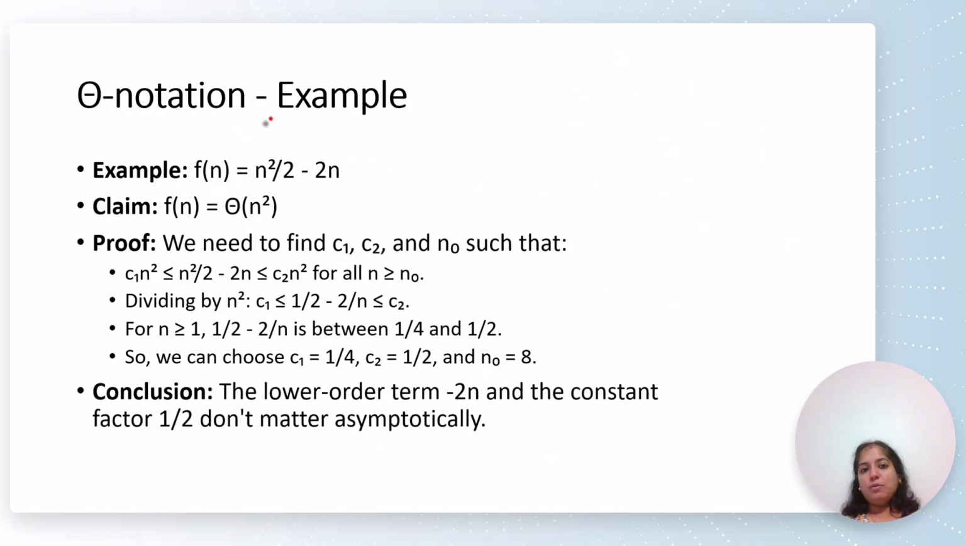Now let's see the theta notation example. We say that the function f(n) is given to us as n square over 2 minus 2n.